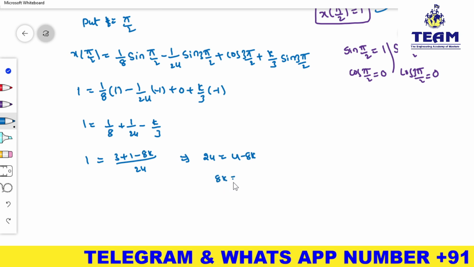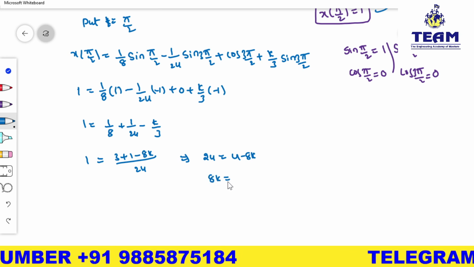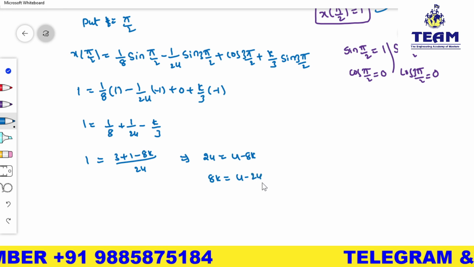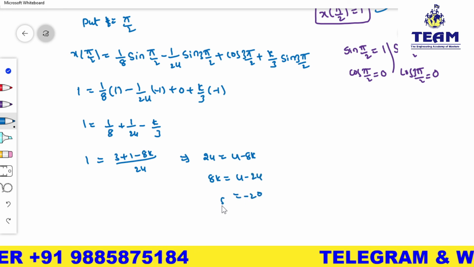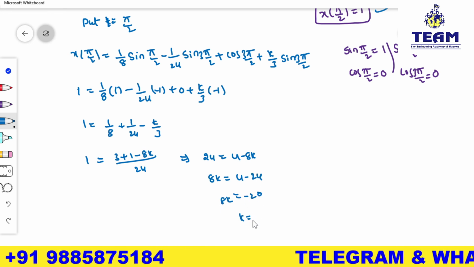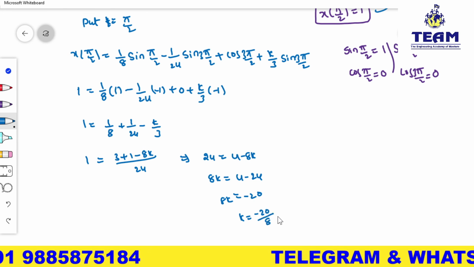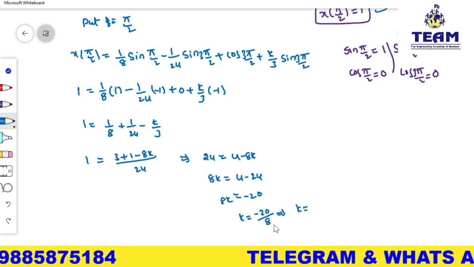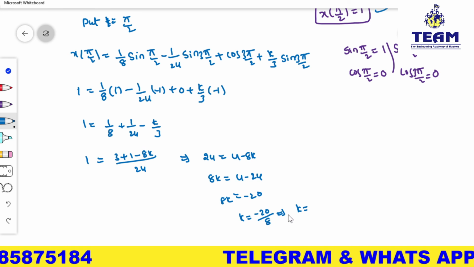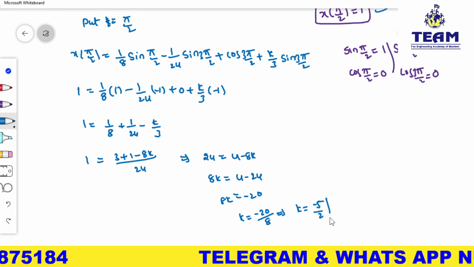So 8k is equal to 4 minus 24. So this is minus 20. 8k is equal to minus 20. So k is equal to minus 20 by 8, which implies k is equal to, 4 2s are 8, 4 5s are 20, so k is equal to minus 5 by 2.